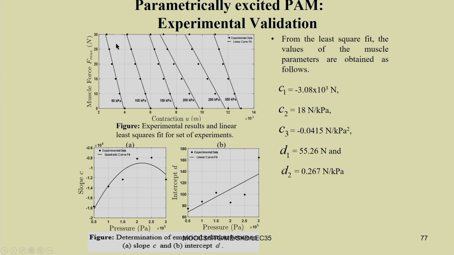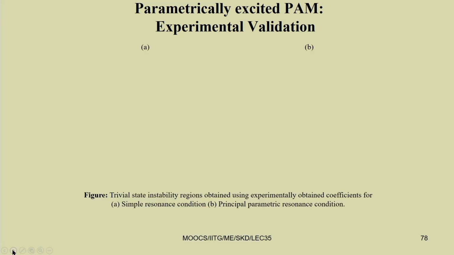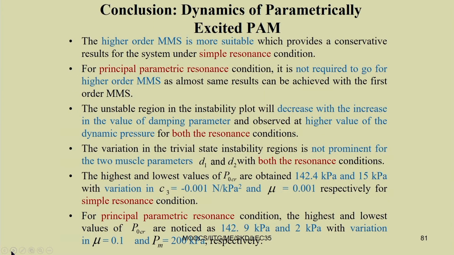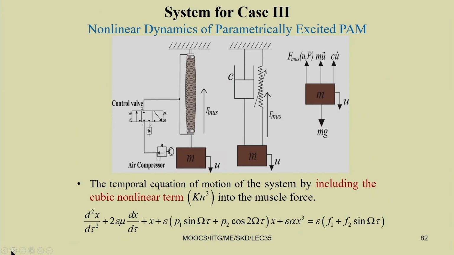Initially we can put a linear curve to find the slope of that curve, and from that we can get some parameters, C1, C2, and then from this linear curve fit we can get the muscle parameters. So, taking those muscle parameters, it has also been verified that the experimental and theoretical values are coming out to be similar.